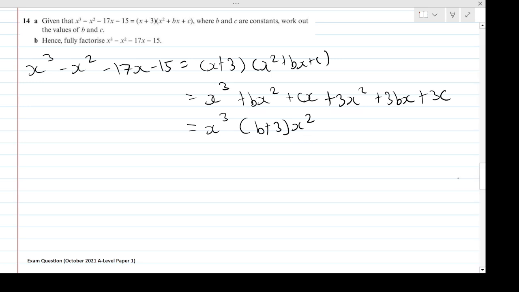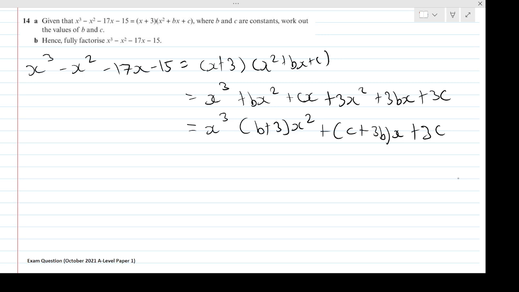And then what about the x terms? Well, we have cx and 3bx. So again, I could say c plus 3b all times by x. Hopefully, if you were to expand it, you'd get back cx and 3bx. Hopefully you can recognise we can factor that in that way. And then we have this last term, 3c. 3c is just a number, right? Remember, c and b and a are just missing numbers, okay?